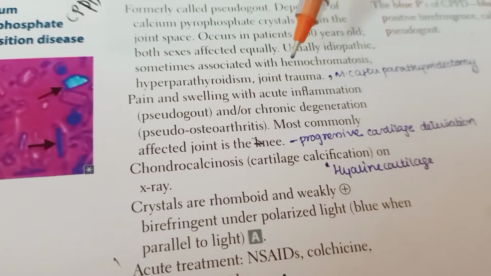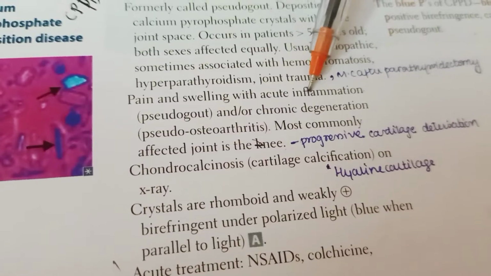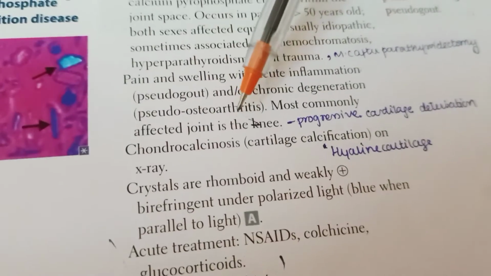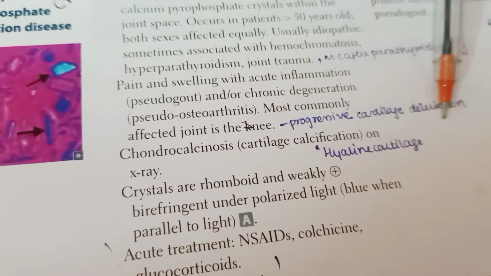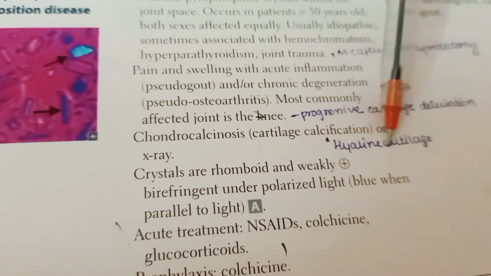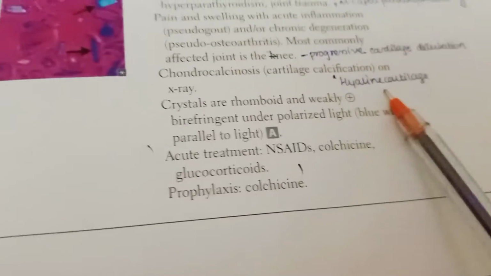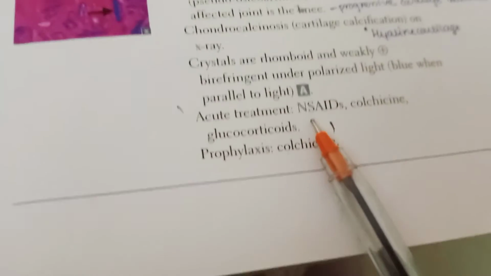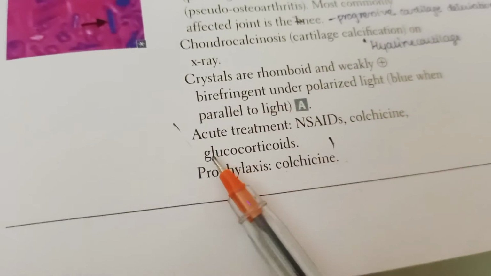You know, in osteoarthritis also there is degeneration of the joint, but here it is pseudo because it is not due to real osteoarthritis, it is due to this calcium pyrophosphate deposition. The most commonly affected joint will be the knee. There is progressive cartilage deterioration. Chondrocalcinosis is cartilage calcification. You know, the hyaline cartilage will get calcified. And the crystals I already discussed. The treatment is NSAIDs, colchicine, glucocorticoids, and prophylaxis with colchicine. So this treatment is the same as gout.